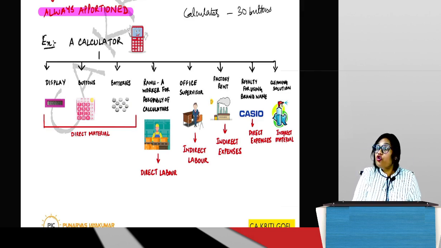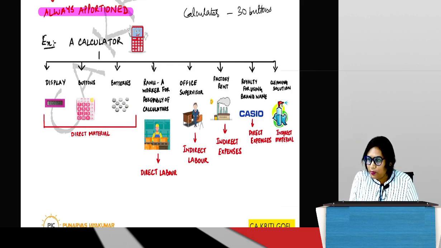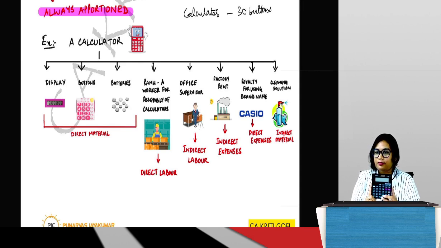Perfect. Now you may be wondering, what do you mean by direct expense? Does anybody know what could be an example of direct expense? So direct expense has to be something, first of all, not material, not labor. It has to be something other than these two. And you should be able to identify it on a per unit basis. So anybody has any idea? Okay, we'll look at an example.